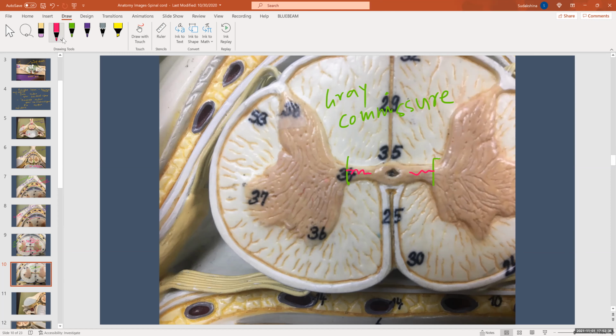All of that. In the middle of the gray commissure, right there, as we learned before, is the central canal. The central canal also contains CSF, cerebrospinal fluid.